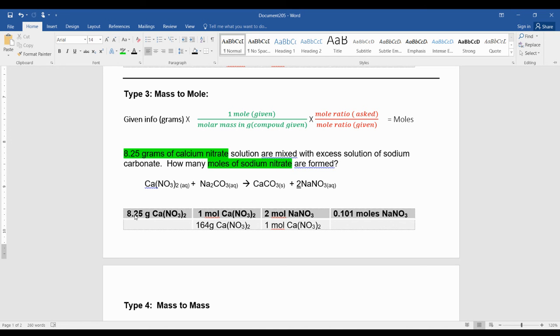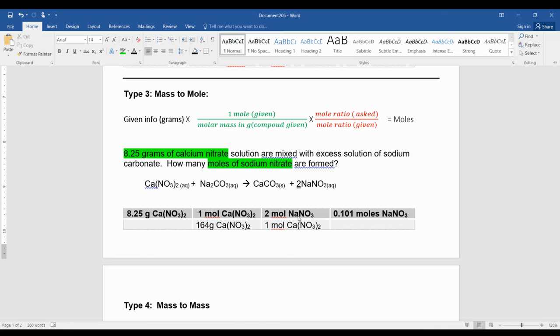Okay, so now you're going to begin with the given info in grams, which is 8.25 grams of calcium nitrate. Now, you cannot go directly into mole ratio because it's given in grams. So you need the molar mass. So what molar mass should be put here? It's the molar mass of what is given. So the given is calcium nitrate. So go on your periodic table, look up the mass of calcium, nitrogen, oxygen, add it up, and that goes here. It comes up to be 164 grams. And when you use molar mass, the other side will always have 1 mole. So this is 1 mole right here.